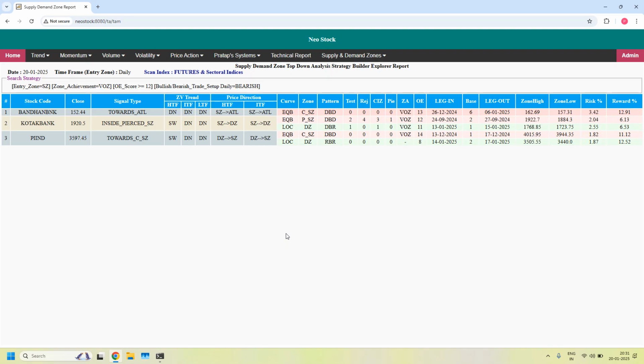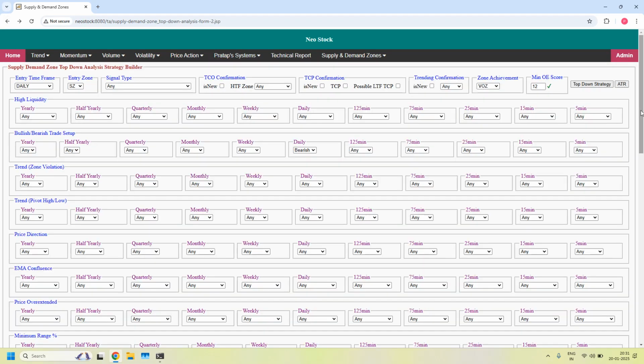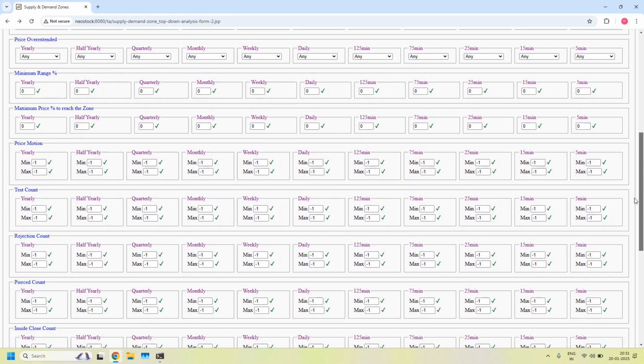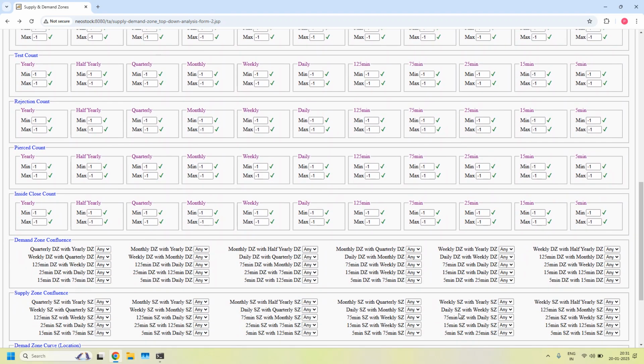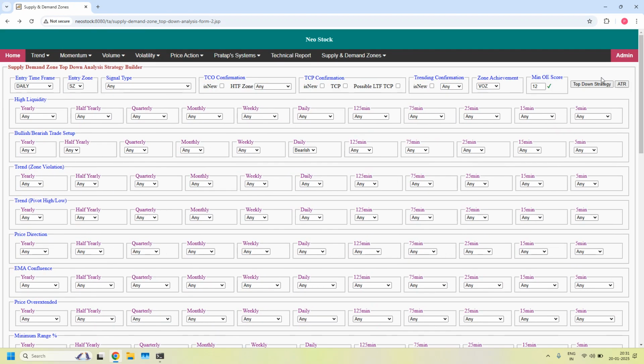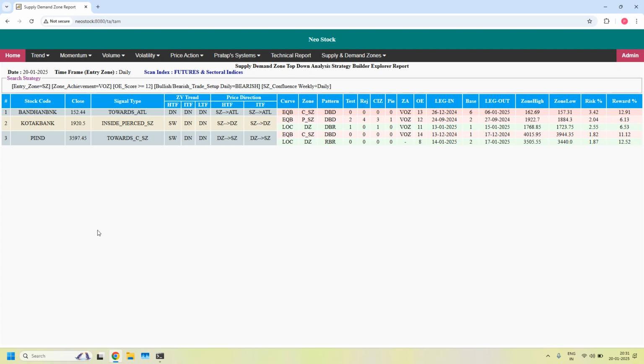The entry zones are daily supply zones. Out of these 3 daily supply zones, let us identify high probability setup zones based on the zone confluence. So first filter is LTF and ITF supply zone confluence, that is a daily and weekly supply zone confluence. With this filter, out of the 3 stocks, we got all the 3 stocks. In all these 3 stocks, these daily supply zones are part of the weekly supply zone, and weekly trend is down in all the 3 stocks.